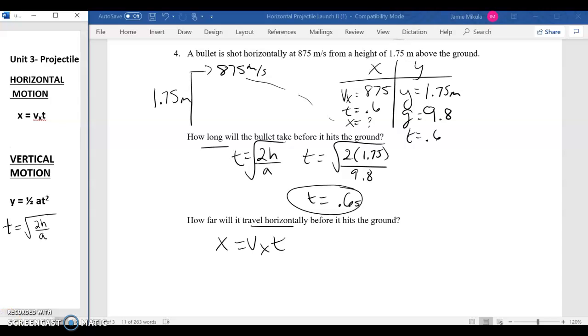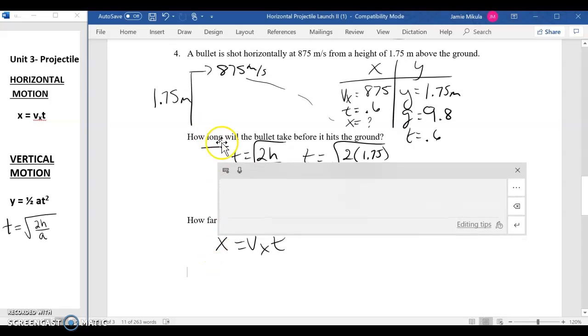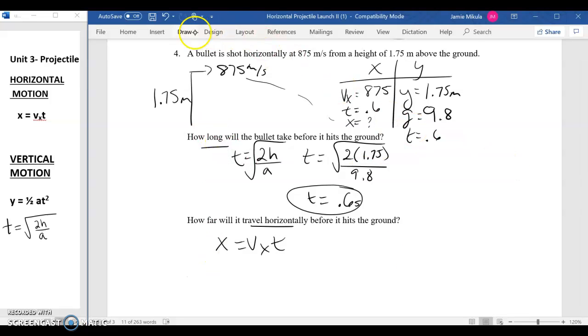One second. Let me pause. Okay, so solving for x. Oops, sorry, a little pause there.